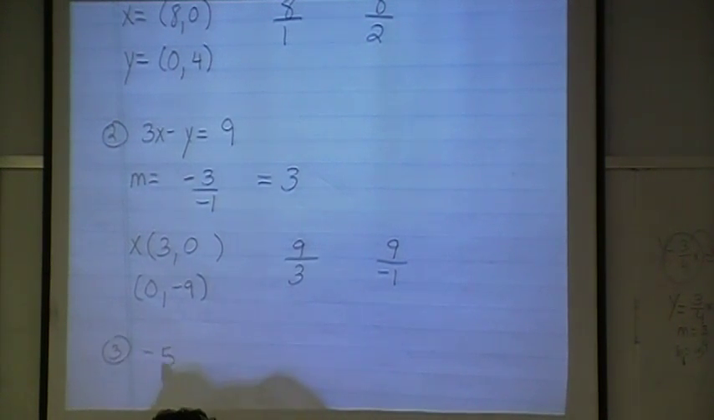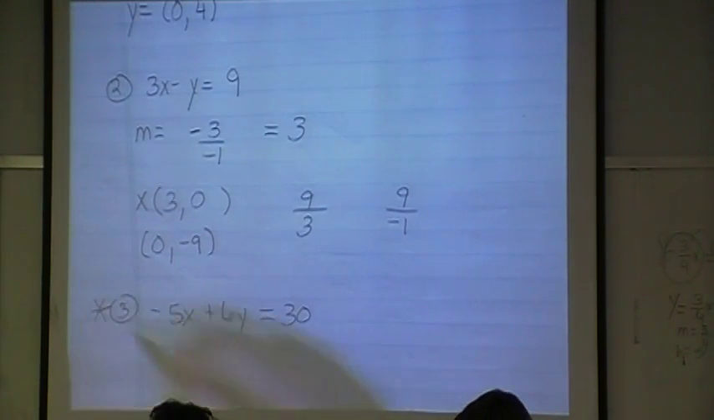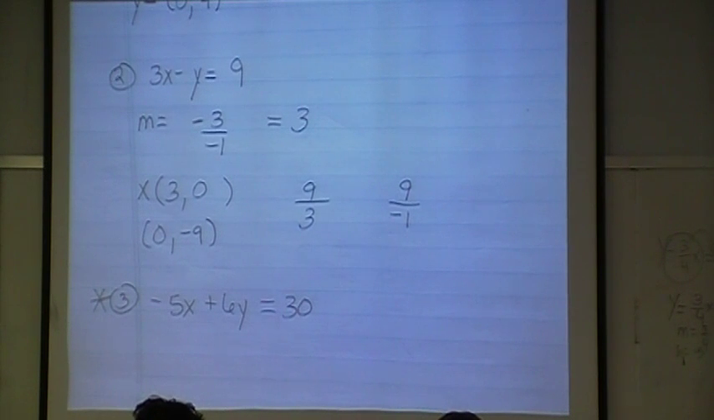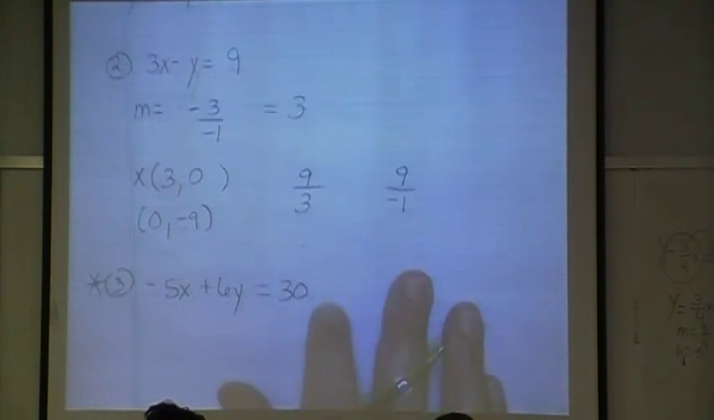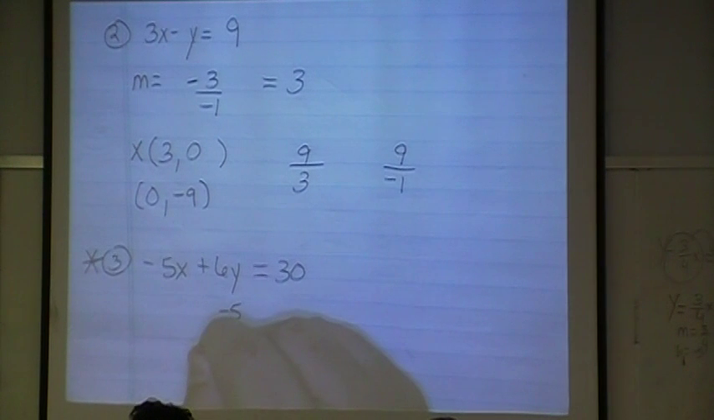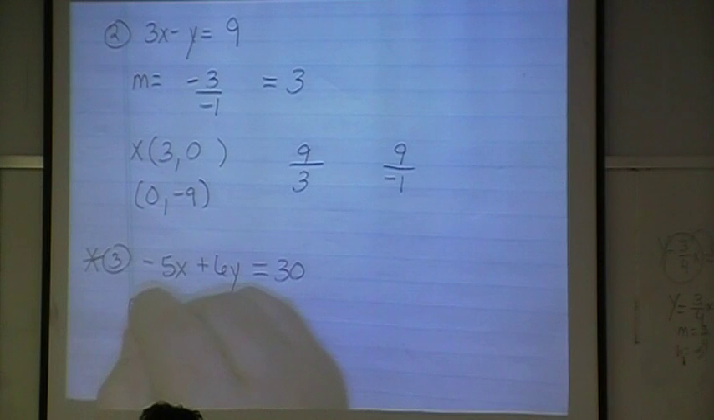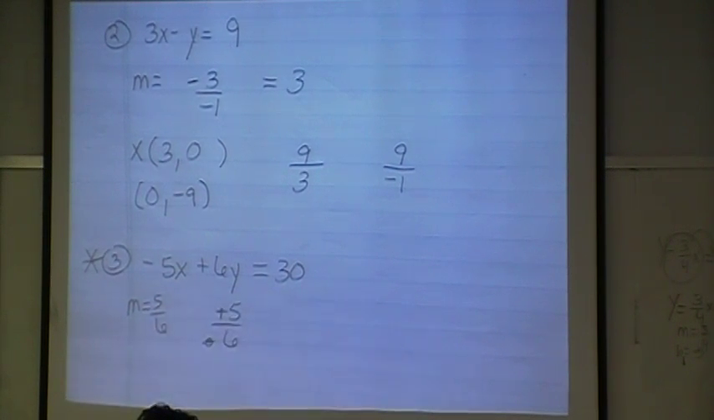Number 3, negative 5x plus 6y equals 30. Put a little star by this one. This is just an example for last night. We're going to talk about negative x's in a minute. Okay? But for right now, we're going to just leave it like that. So to find the slope, I put negative 5 on top. I put 6 on the bottom. Ooh, about to change the sign of y. Change the sign of x. 5 over 6. My slope is 5 over 6.